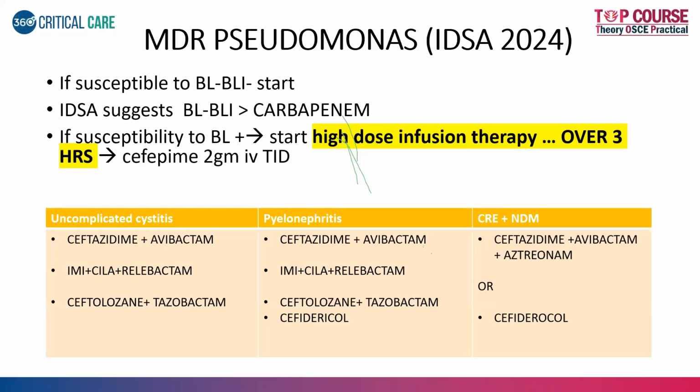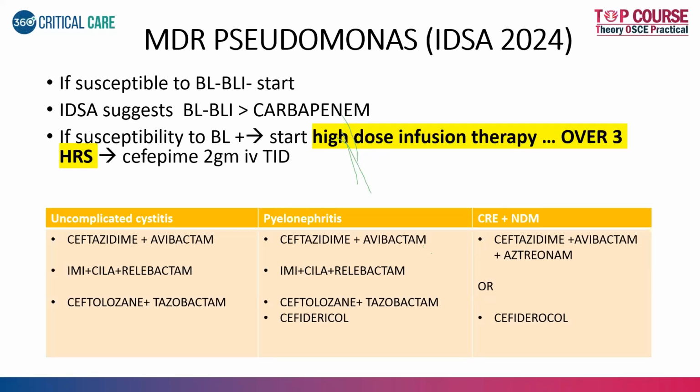Coming to the gist of how to treat MDR Pseudomonas. They say BL/BLI is better than carbapenems when it comes to resistant Pseudomonas. Whenever we are talking about beta-lactams, a high dose infusion, usually over 3 hours, is what is recommended. In uncomplicated cystitis, you can start ceftazidime-avibactam, imipenem-relebactam, or ceftolozane-tazobactam. In pyelonephritis, it is also the same group of drugs. So that is about your urinary tract.